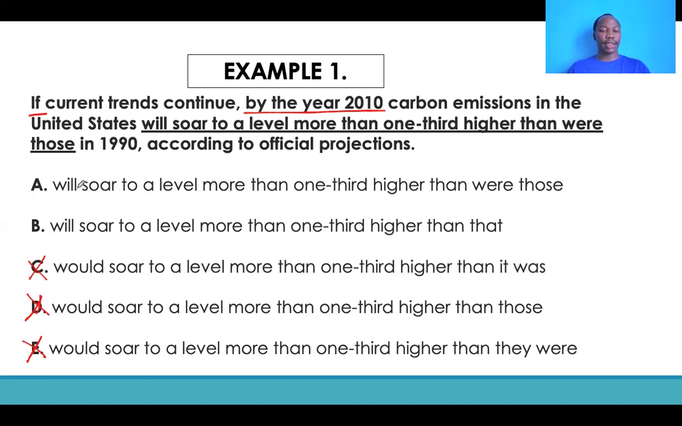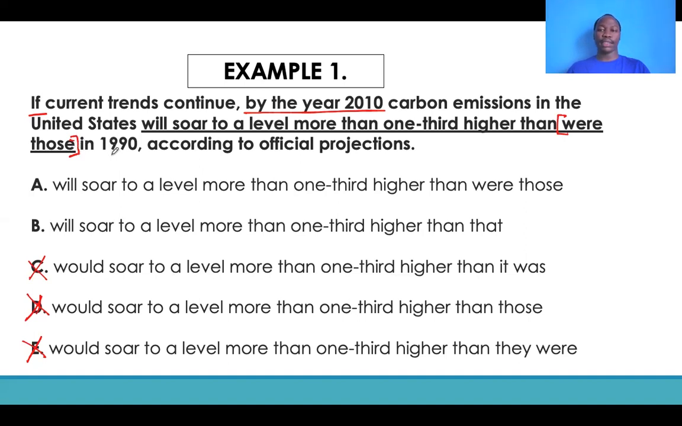Then let's scan through A and B to look out for any other grammatical construction that is not correct. A is definitely a repetition of the underlined section of this sentence. So let's reread our sentence. If current trends continue, by the year 2010, carbon emissions in the United States will soar to a level more than one-third higher than were those in 1990. We can already tell that there is some incorrect construction here. The use of those creates some ambiguity, and it's also redundant.